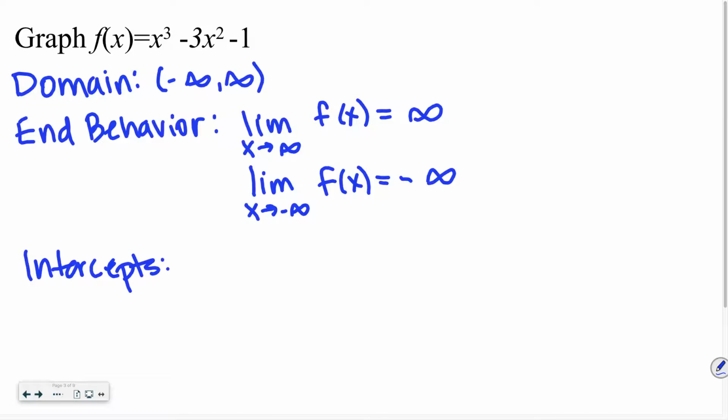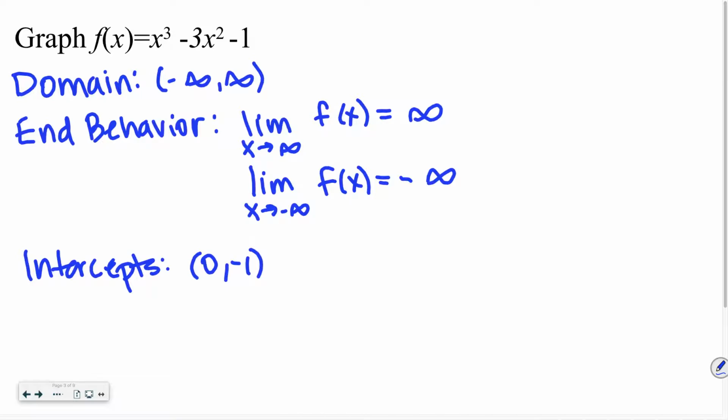Okay, so let's talk about our intercepts. Okay, y-intercept, we plug 0 in for x. X-intercept, we plug 0 in for y. Okay, so let's start with the easy one. If we plug 0 in for x, what's our y value? Okay, so (0, -1) is a coordinate on our graph.